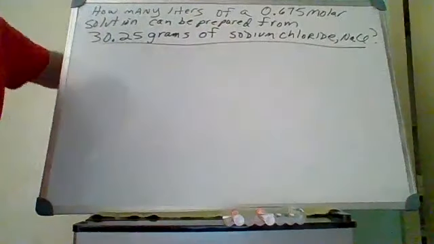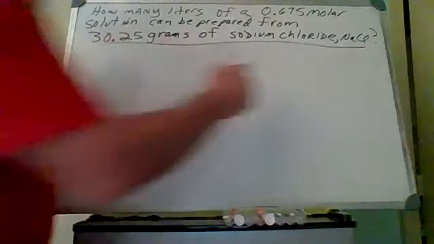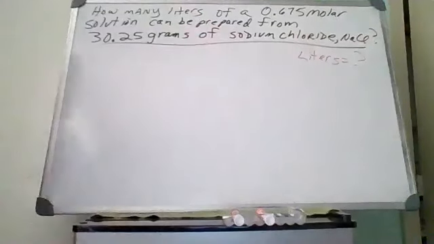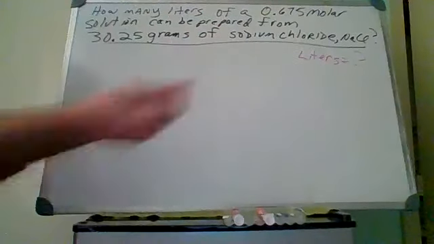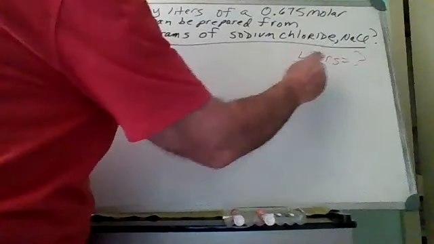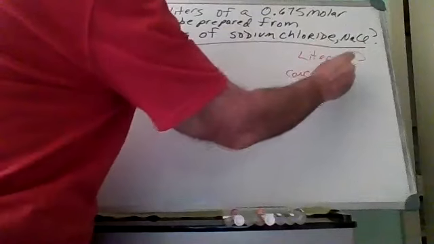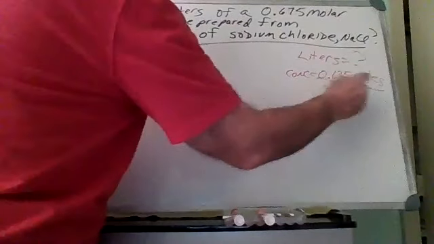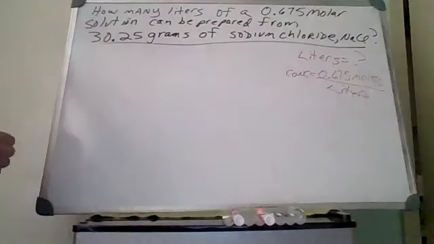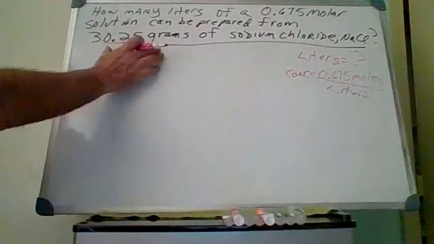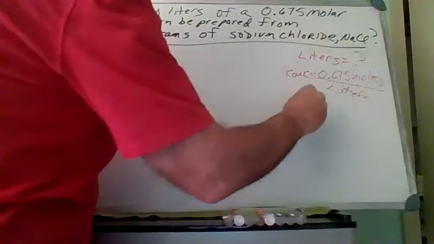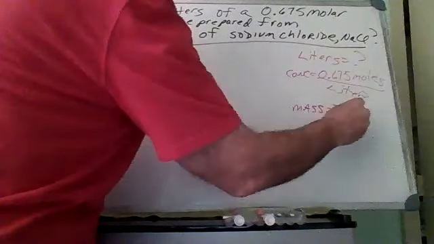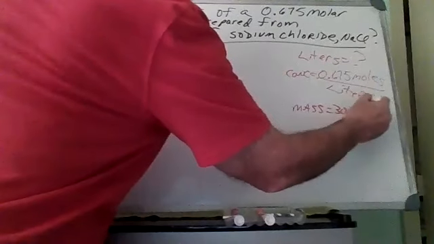Okay. So let's go ahead and read this. How many liters? Well, that sounds like my unknown. So liters equals a question mark of a 0.675 molar solution. So now I know the concentration, 0.675, but I'm going to change that molar to moles per liter. All right. Can be prepared, and we're given the mass of sodium chloride. So mass equals 30.25 grams.